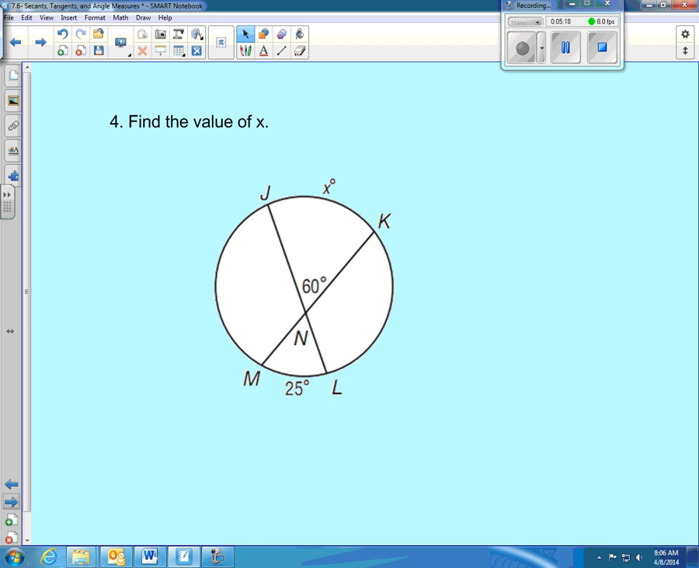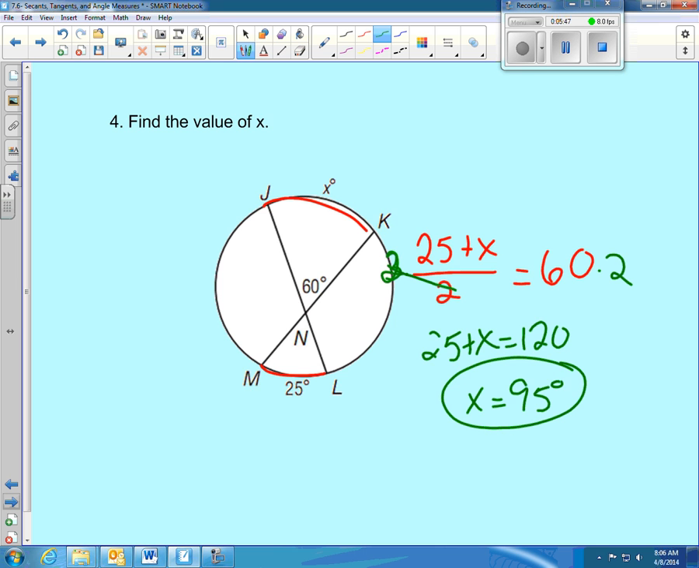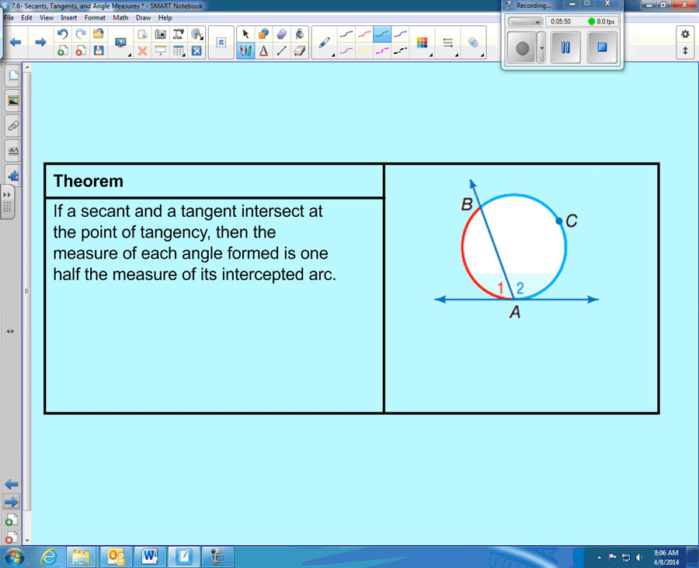Okay, one last one. This one's a piece of cake for us. We are given our arc and our arc of x, so 25 plus x divided by 2, we get 60. Again, this is just like that problem 3 we did, multiply both sides by 2. 25 plus x equals 120, so our x equals 95 degrees. Not a bad job. Okay, so next theorem.